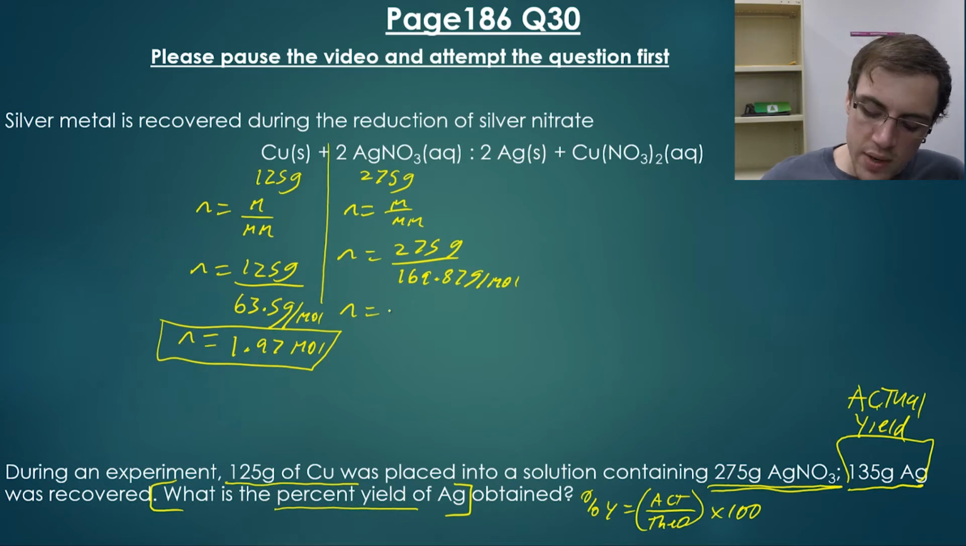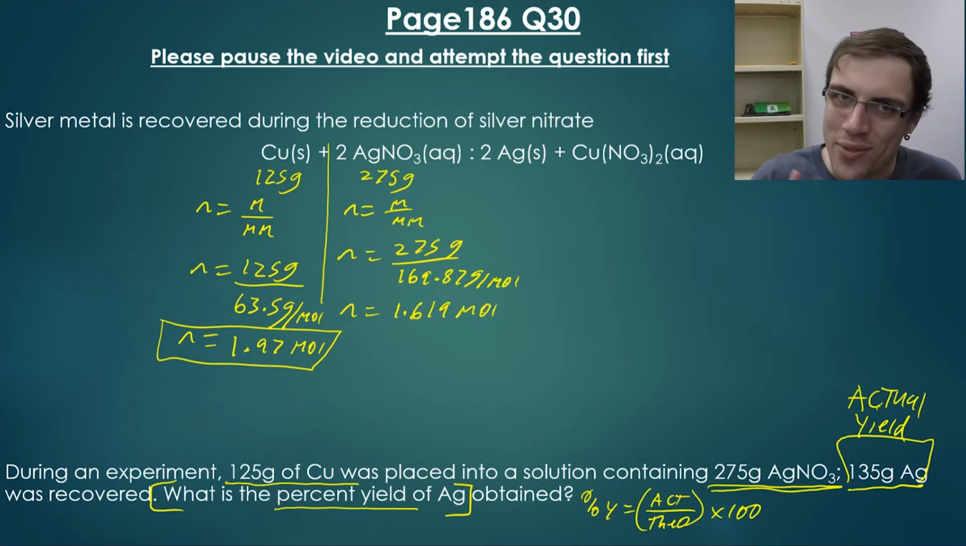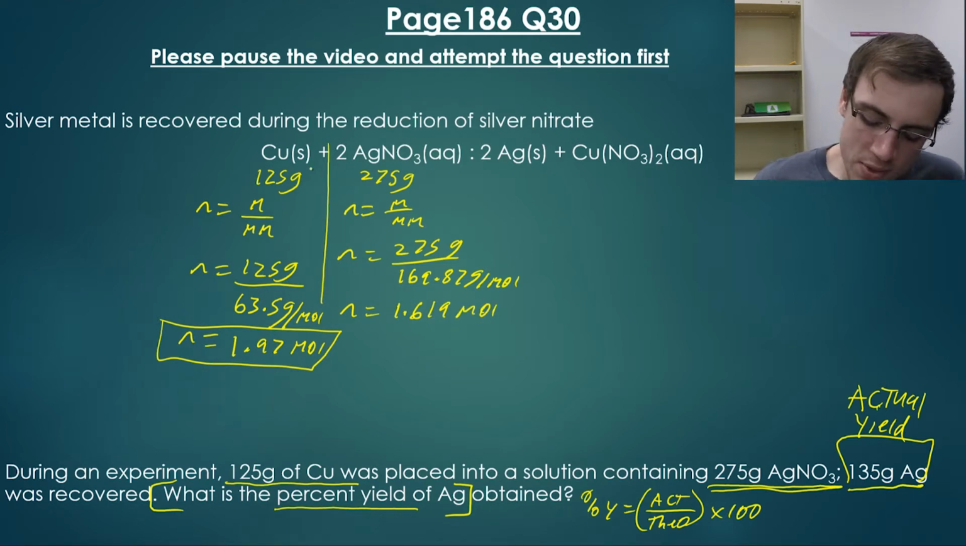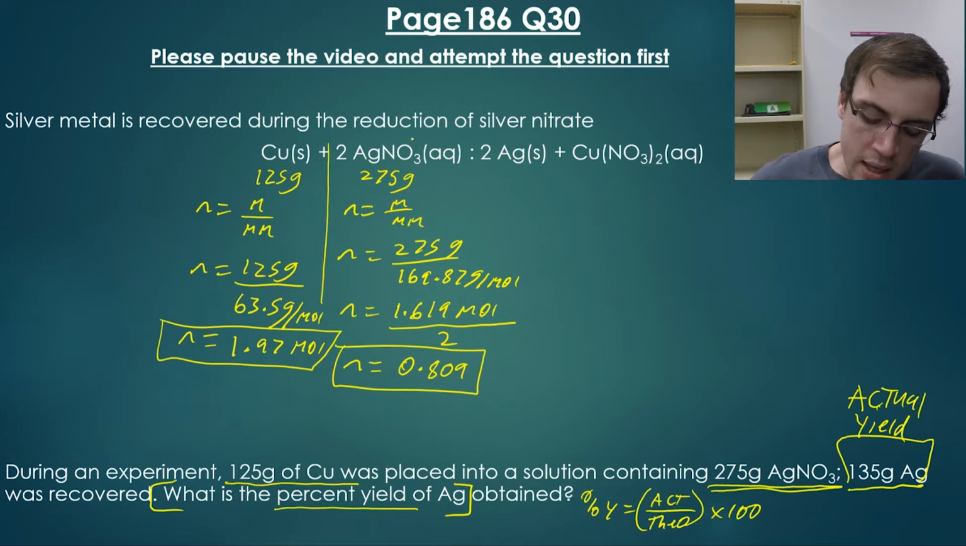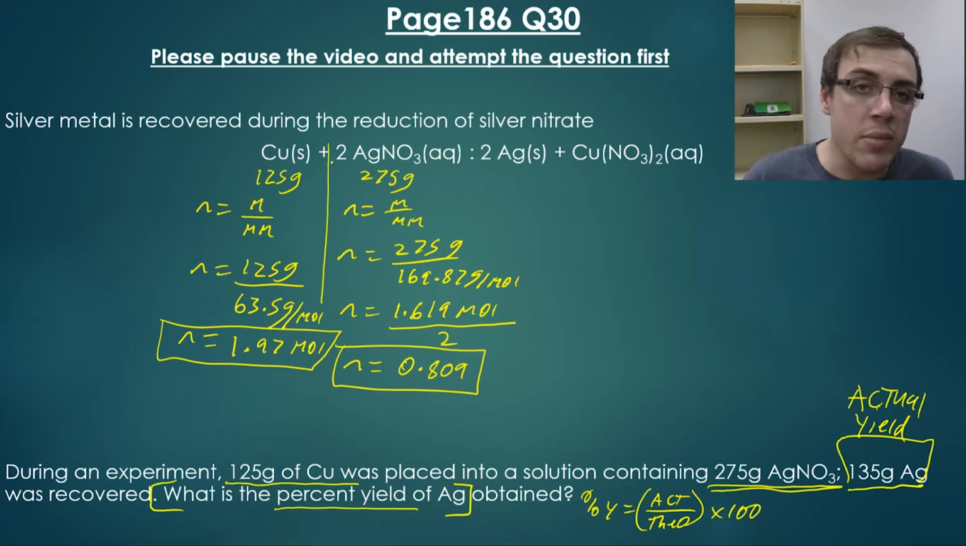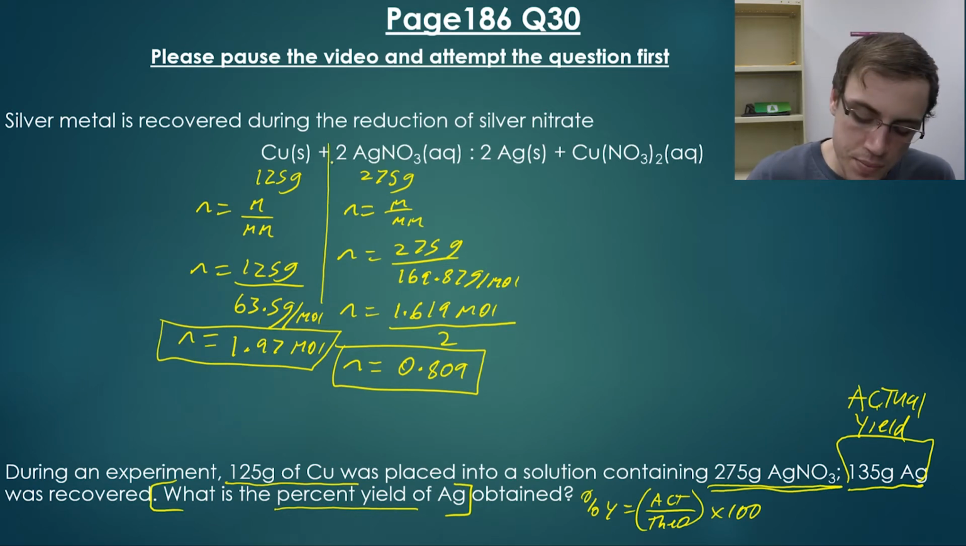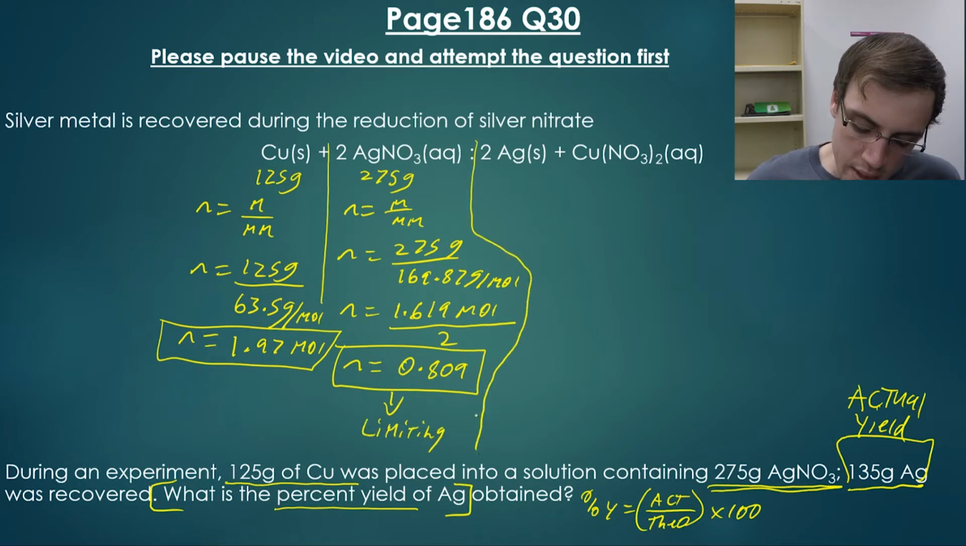So we now go 275 divided by 169.87, and that's going to give us a total molar concentration of 1.619 mole. However, again, remember this coefficient. So we divide this by 2, meaning that our total molar concentration is 0.809, meaning that the silver nitrate is clearly the limiting reactant in this process. So what we do is, this is the one that we're going to use because it is the limiting. So I'll just draw a bit of a line here so we don't get a bit confused.